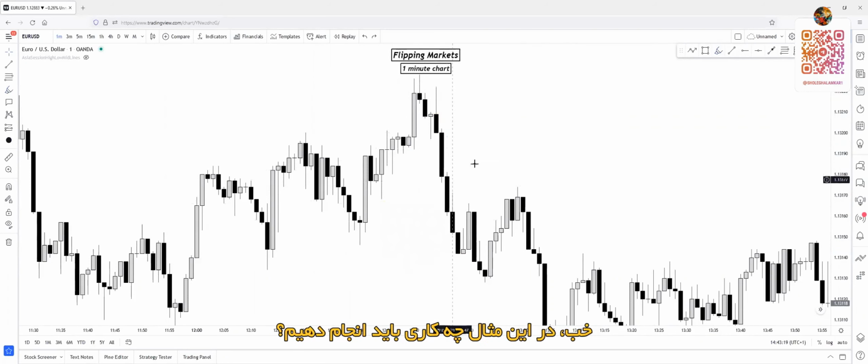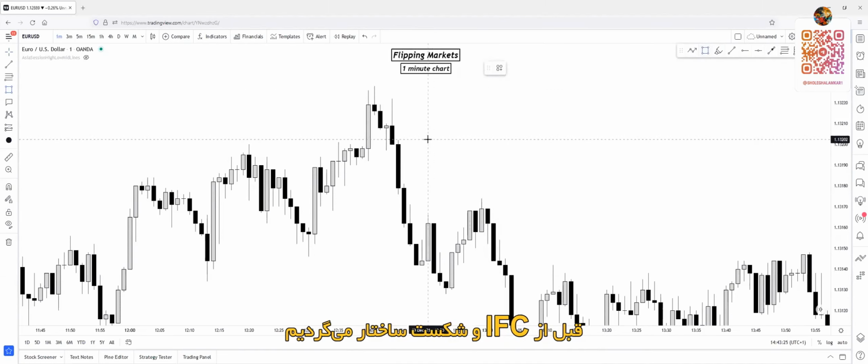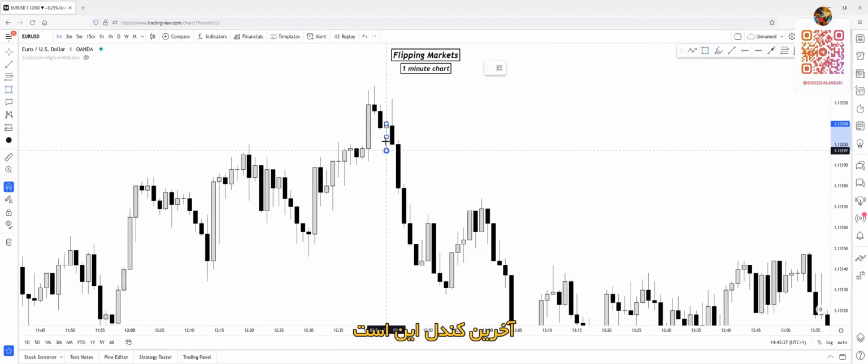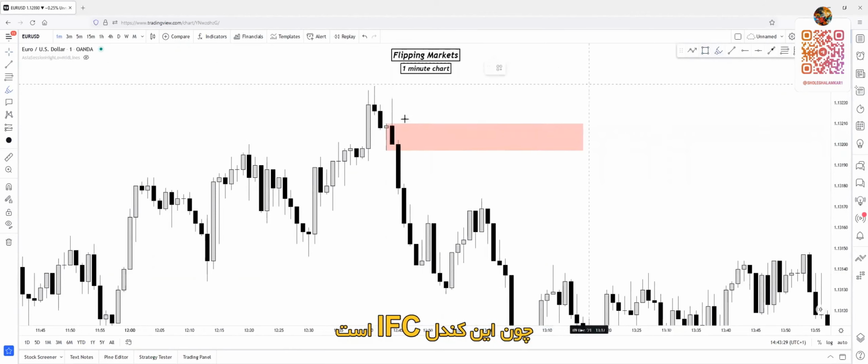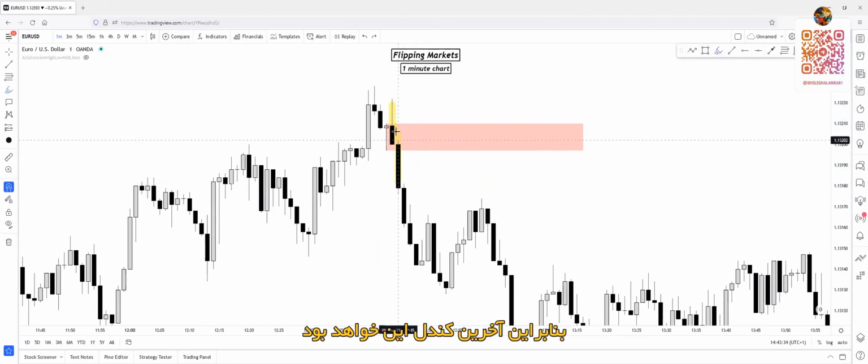Okay, what should we do in this case? Normally, we will look for the less recent candle before the inefficient push and the break of structure, and the less recent candle will be this one, because this candle is inefficient, this candle is inefficient, and this is inefficient. So the less recent candle will be this.